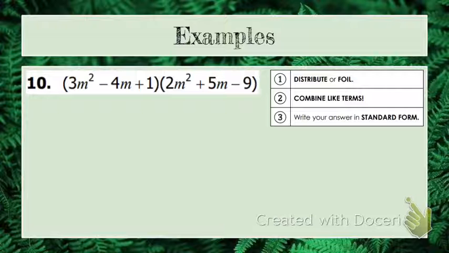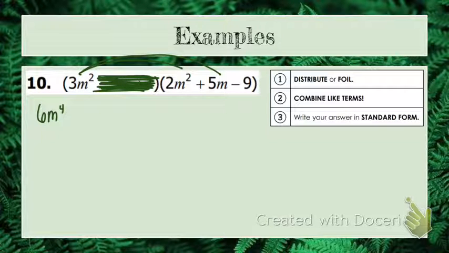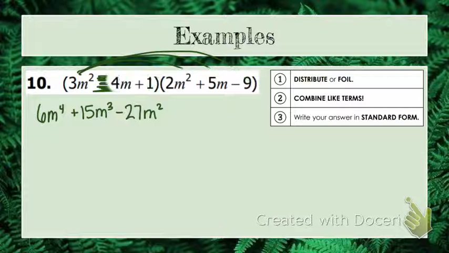So we're going to take it a piece at a time, and we're just going to multiply the 3m squared by everything in the other trinomial. So pretend this isn't even here for a minute. 3m squared times 2m squared is 6m to the fourth. And then we're going to get plus 15m to the third, and then distribute and get negative 27m squared. Okay, so we took care of the 3m squared.